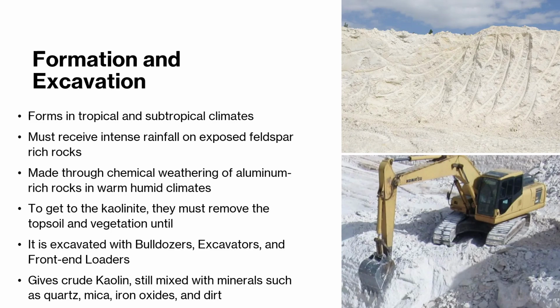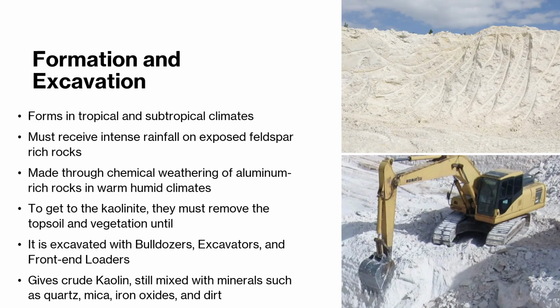Formation and excavation. Kaolin only forms in tropical and subtropical climates where there's heavy rainfall and warm temperatures. That is because those conditions promote chemical weathering that is needed to make this mineral. Specifically, it forms when aluminum-rich rocks like feldspar receive lots of rainwater and undergo a chemical change that strips the soluble elements like sodium from the material and leaves only the minerals that will produce kaolin.